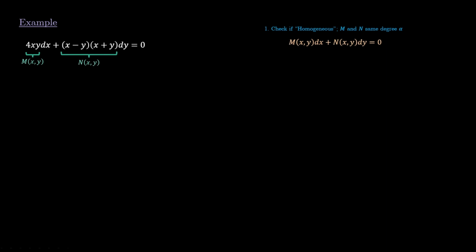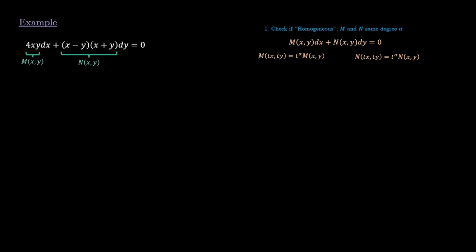And step 2 is, are M and N of the same degree alpha? Does this equality hold for M? And does this equality hold for N? Where the idea is that if we replace x and y with a multiple t times x and y, then that t should come out raised to some degree alpha outside of the function. And same for the N.